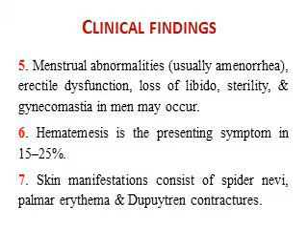Hematemesis, which means vomiting of blood, is present in 15 to 25% of cases. Sometimes there is no hematemesis, but the presentation is melena. Melena means passage of black tarry stool, which is due to passage of digested blood in the stool. This is when the amount of bleeding from the varices is not large enough to produce hematemesis, and it passes through the stool.